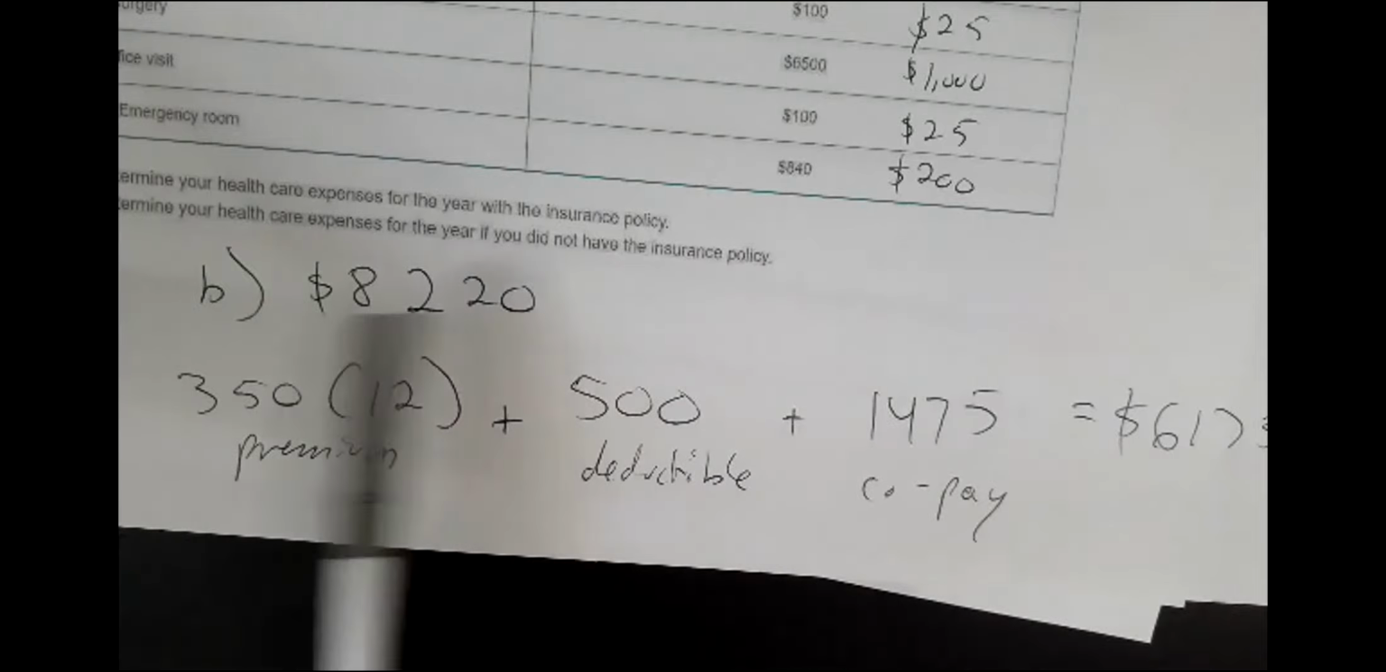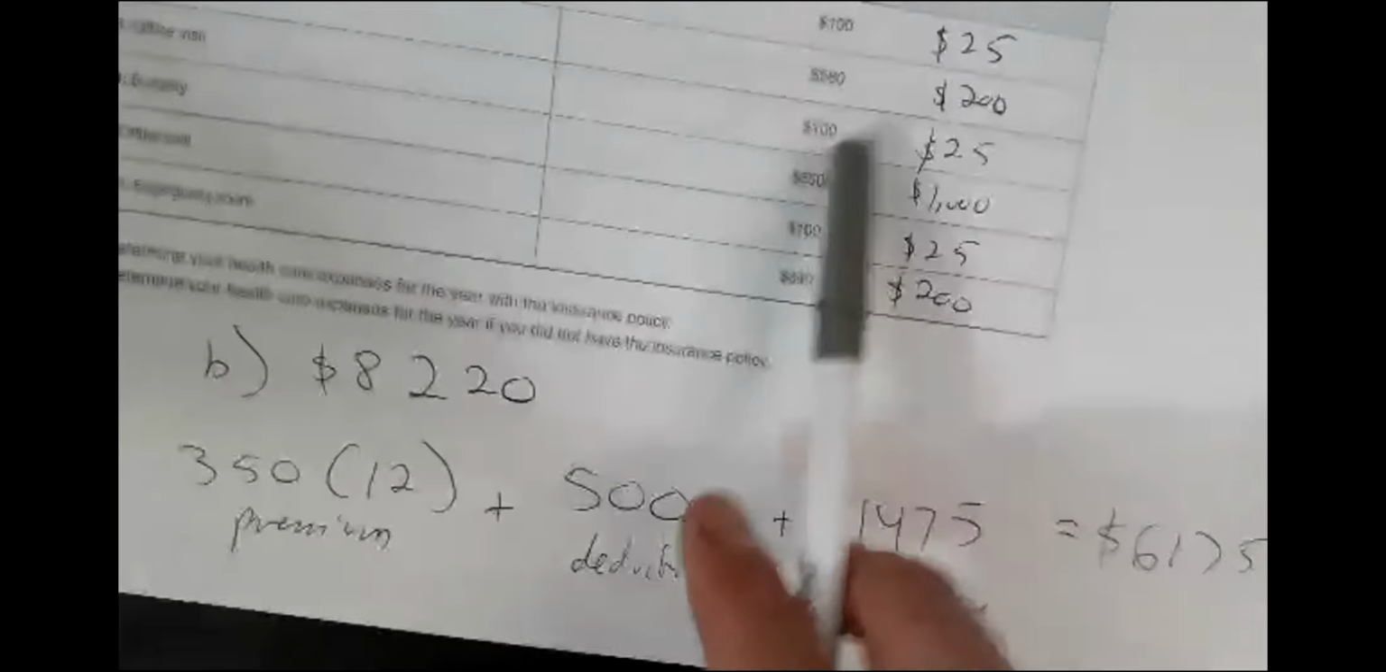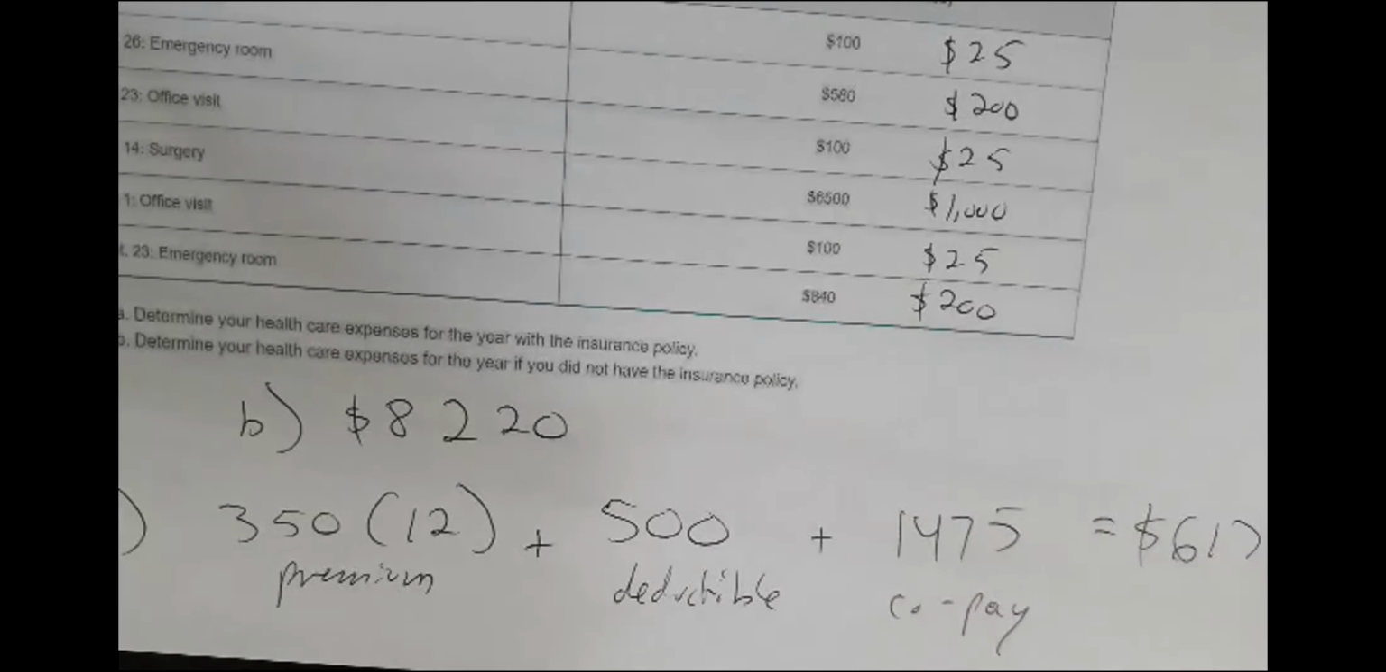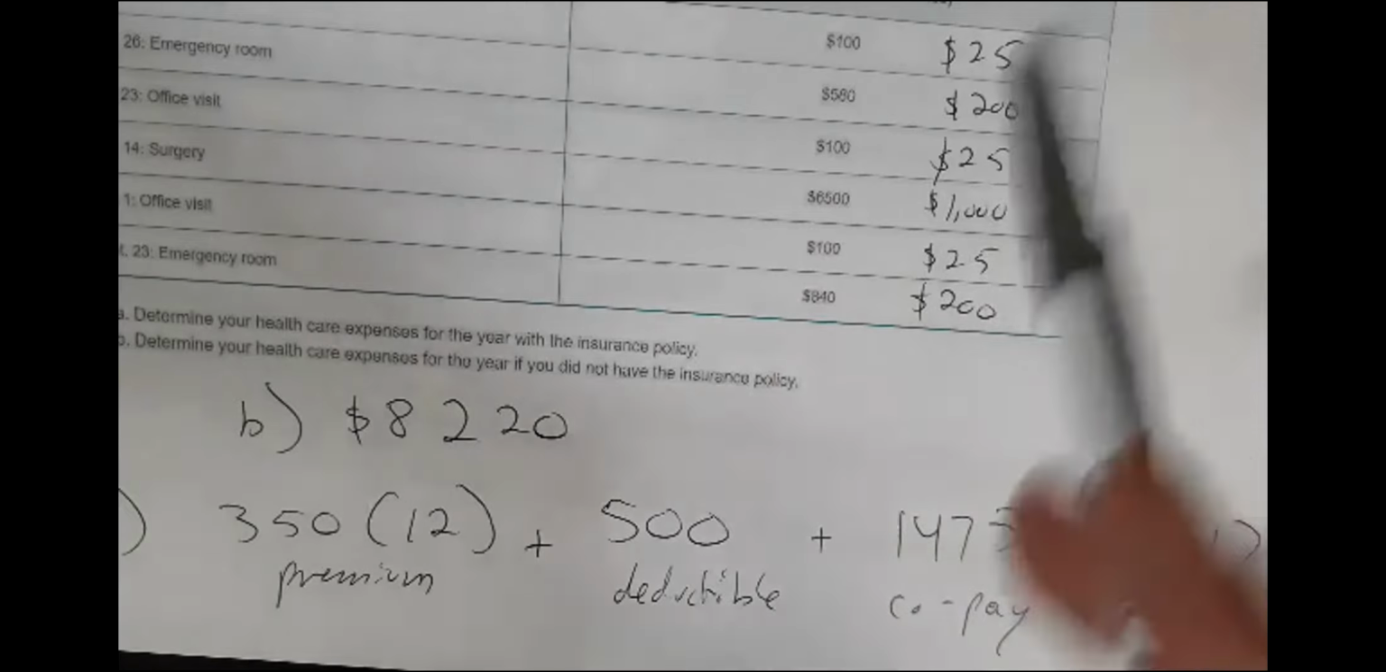So part B was without insurance. So we're just adding all our expenses without doing any kind of discount on them, right? We're just adding these things straight through.